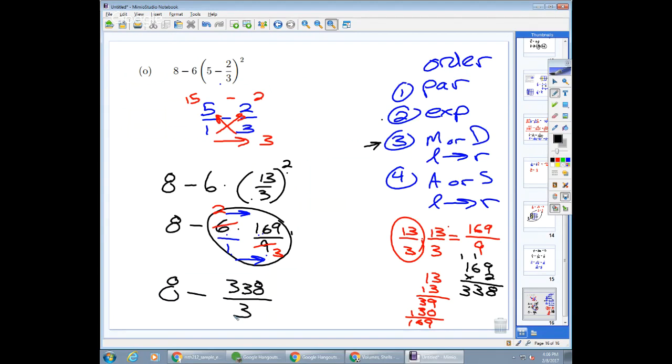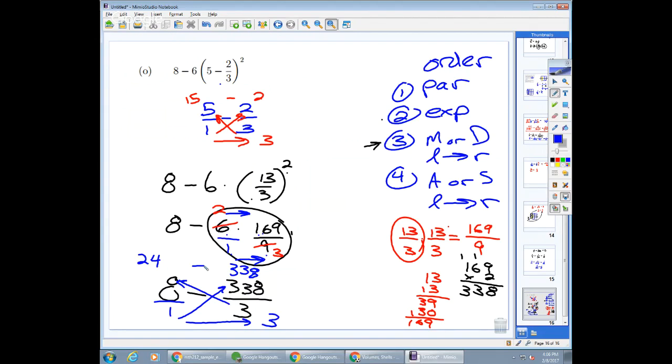Last step is to do the subtraction, which I would just use the arrow algorithm again, viewing that as 8 over 1. My new denominator is 1 times 3. Numerators are 24 and 338, sorry. And I'm subtracting them.